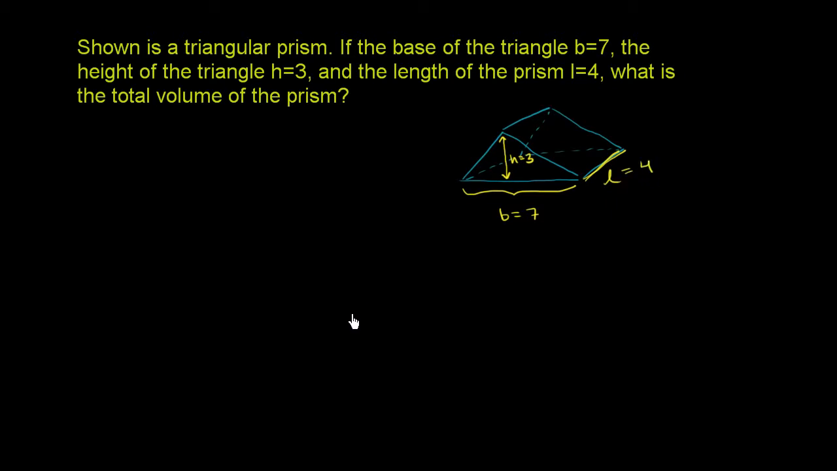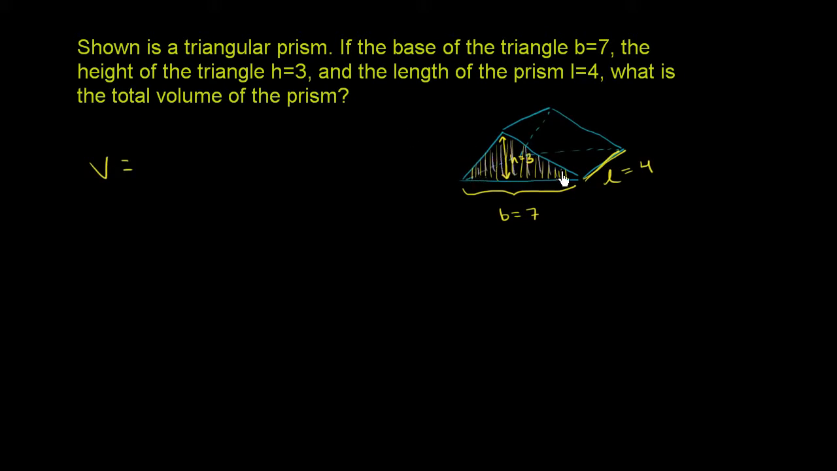In this situation, what you really just have to do is figure out the area of this triangle right over here, and then multiply it by how much you go deep. So multiply it by this length. So the volume is going to be the area of this triangle. Let me do it in pink. The area of this triangle.